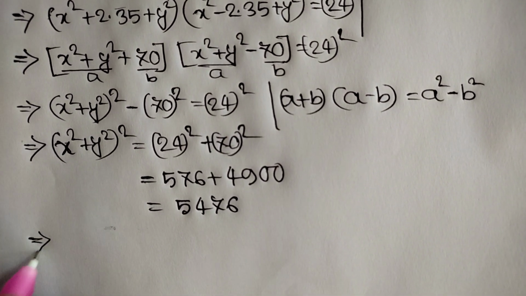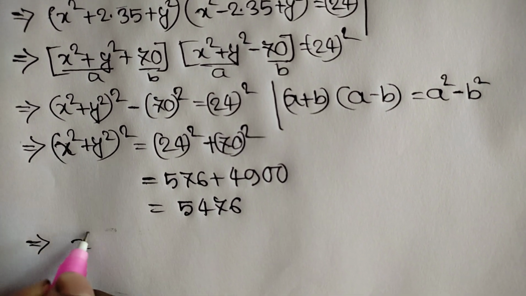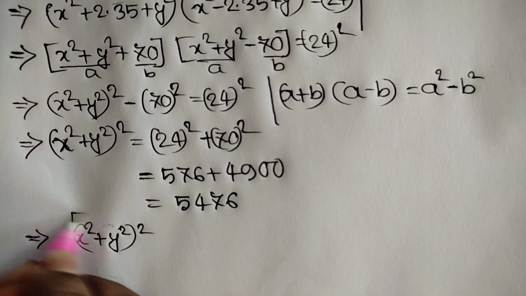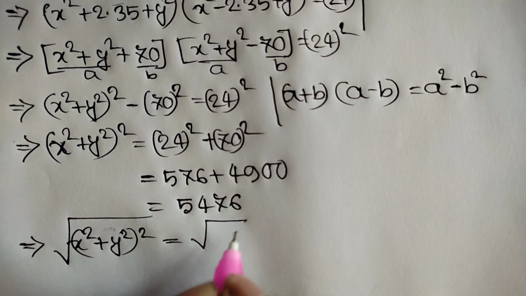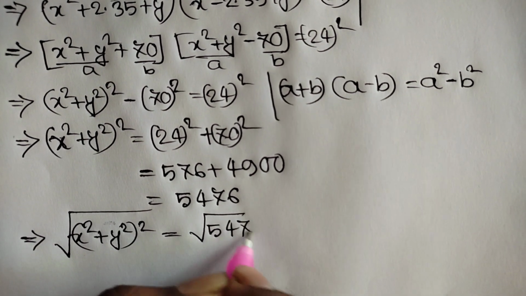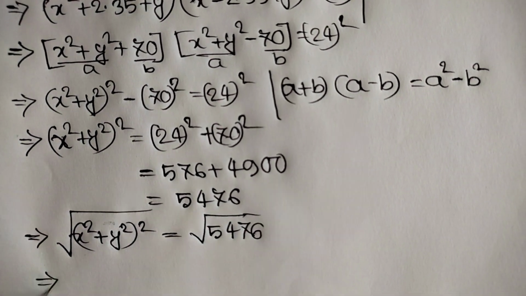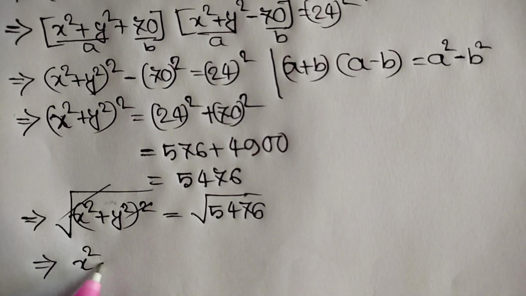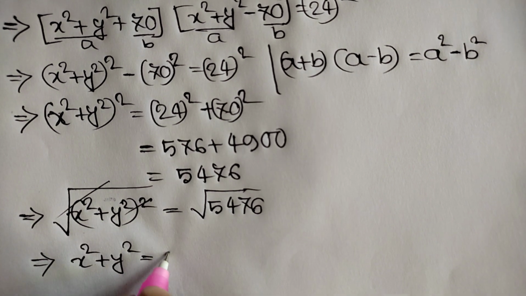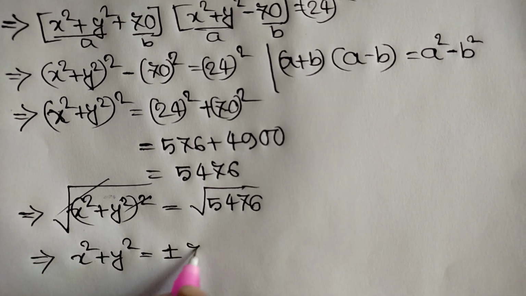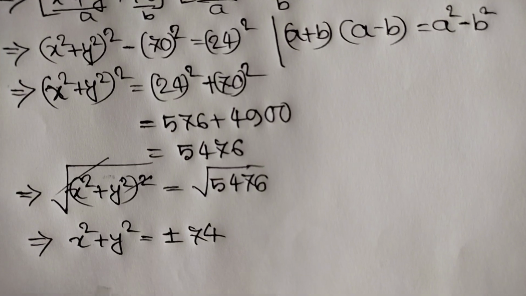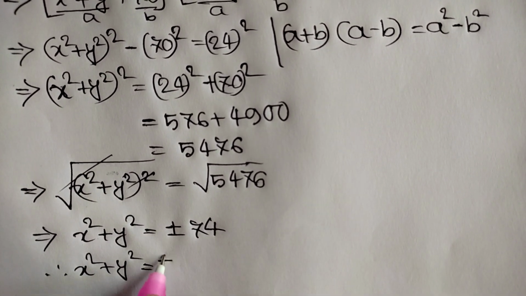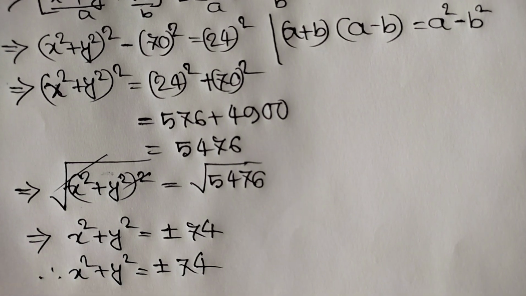Or now taking square root to both sides, we can write x square plus y square whole square root is equal to square root of 5476. Or this square cancels out this square root, so it will be remaining x square plus y square is equal to, here we can get plus or minus 74. So finally x square plus y square is equal to plus or minus 74.